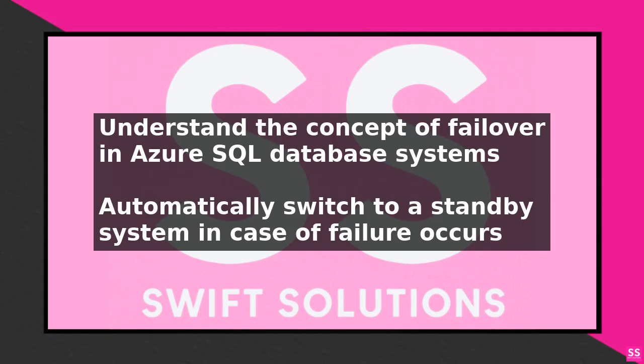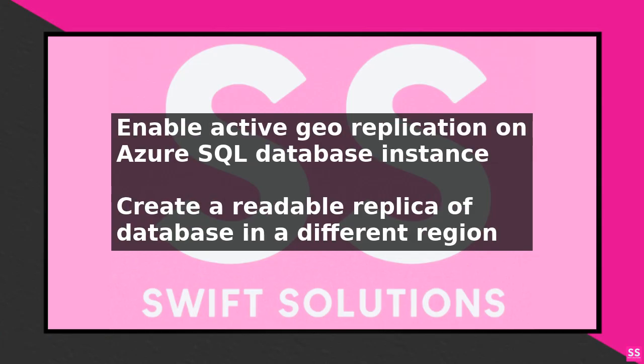Step 1. Enable active geo-replication on your Azure SQL database. This will create a readable replica of your database in a different region. To do this, navigate to the Azure portal, select your database, and click on the geo-replication option. Choose the target region and create the replica.